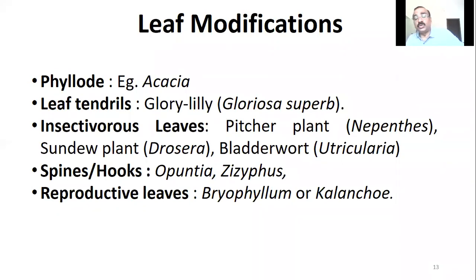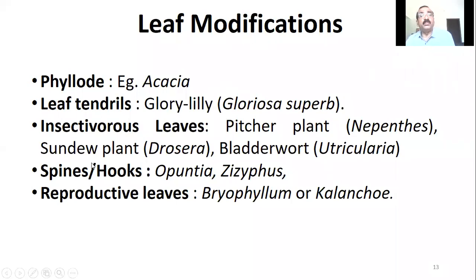Now let's move on to the last topic, modifications of leaf. As usual, leaf has a specific function. What is the function of leaf? Photosynthesis. But in some plants, in addition to photosynthesis, leaves also take up additional functions. To adapt itself to the additional functions, the structure of the leaf may be modified. In such cases, it is called leaf modification.